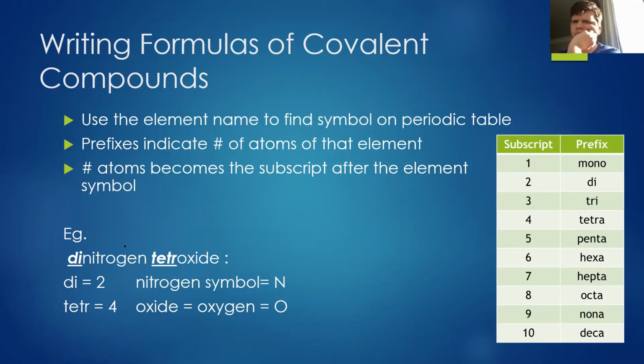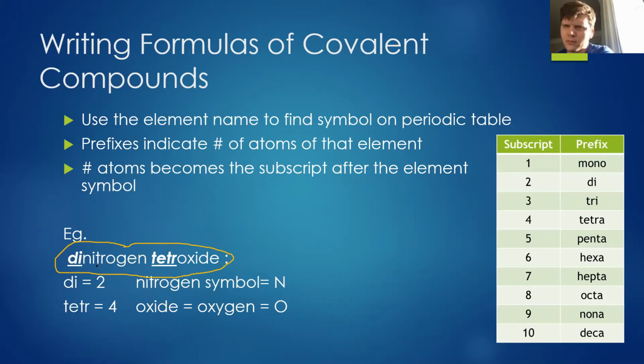It's showing a name at the bottom here in the example. So dinitrogen tetroxide. The fact that this name has prefixes in it tells me it's a covalent compound because we only use prefixes for covalent compounds. So you won't see di, tri, tetra, any of that when it's ionic. So those prefixes tell us how many of each element.